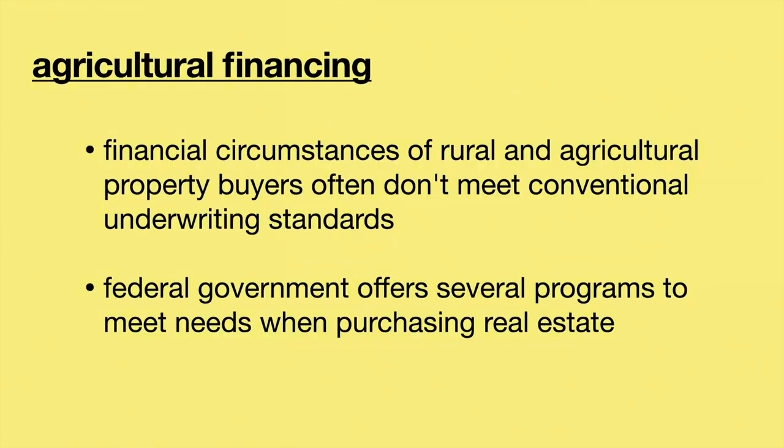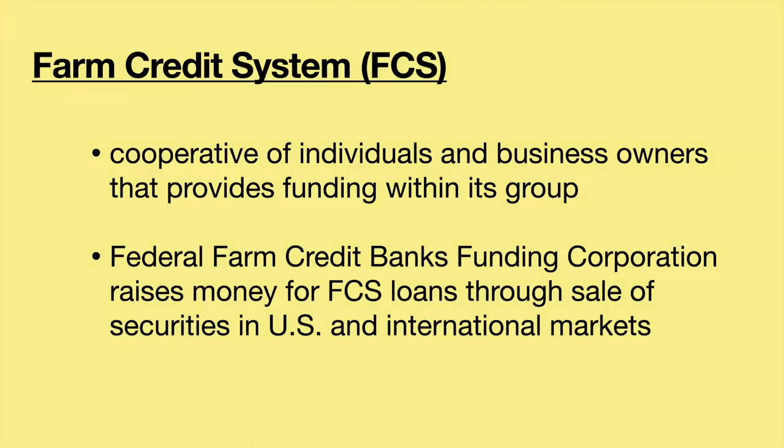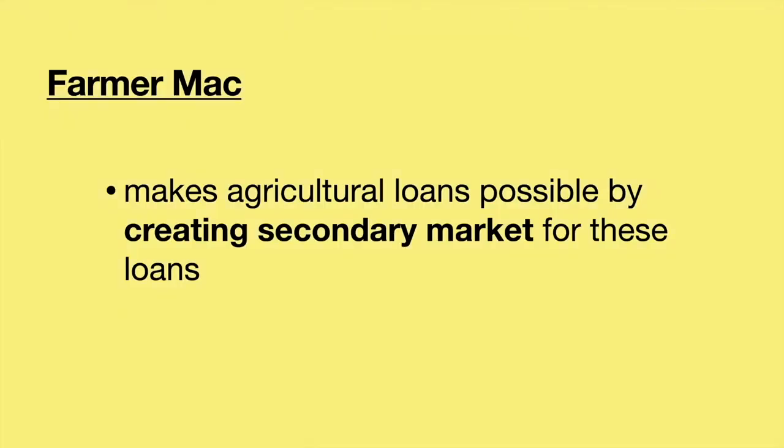Agricultural financing. The financial circumstances of rural and agricultural property buyers often don't meet conventional underwriting standards. The federal government offers several programs to meet their needs when purchasing real estate. The Farm Credit System, FCS, is a cooperative of individuals and business owners that provide funding within its group. The Federal Farm Credit Banks Funding Corporation raises money for FCS loans through the sale of securities in the U.S. and international markets. Farmer Mac makes agricultural loans possible by creating a secondary market for these loans.